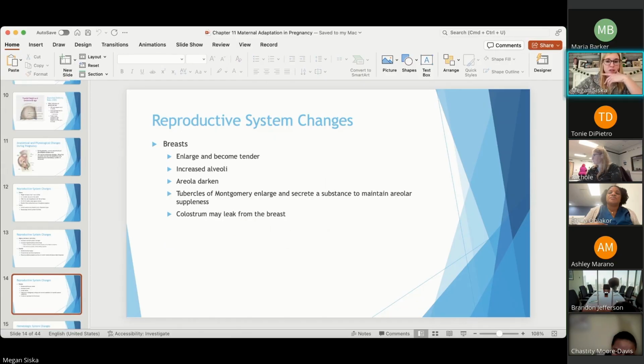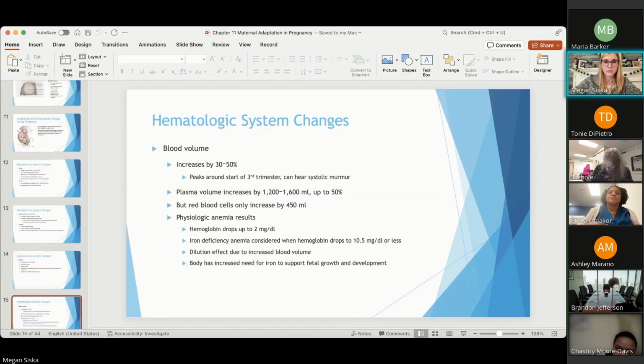The breasts enlarge and become tender. We have increased areolas, so the area around the nipples darkens. The little bumps on the nipples, the tubercles of Montgomery, will enlarge and sometimes can secrete a little bit of substance. And then you can also start to have a little colostrum, which is that precursor to breast milk. Some of that can already start to leak during pregnancy.